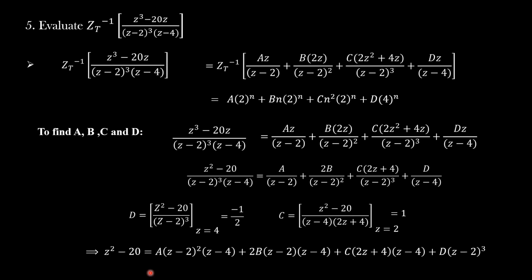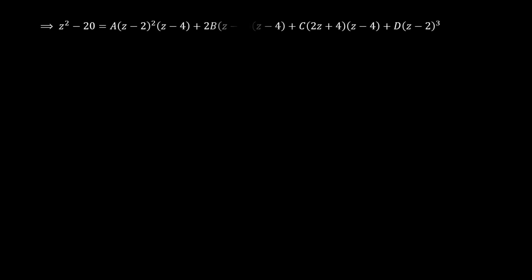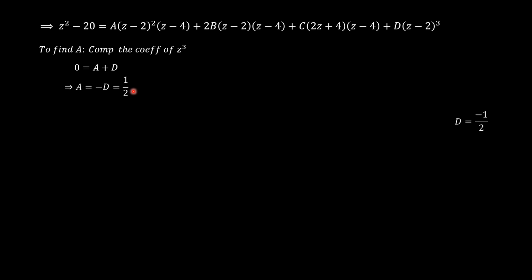Also, z² − 20 is equal to A(z − 2)²(z − 4) + 2B(z − 2)(z − 4) + C(2z + 4)(z − 4) + D(z − 2)³. To find A, compare the coefficient of z³, so that we get A is equal to −D, which is equal to 1/2. To find B, put z is equal to 0, so that you will get B is equal to 0.